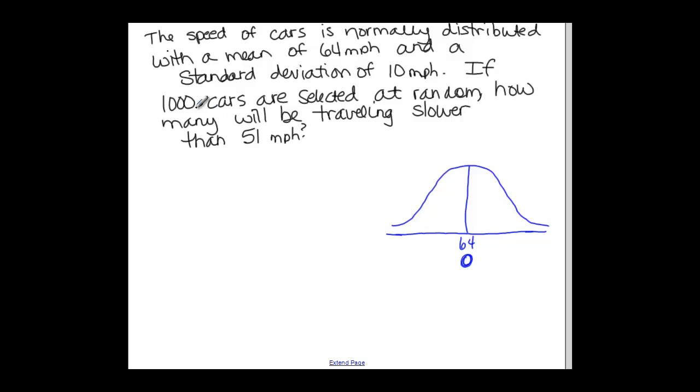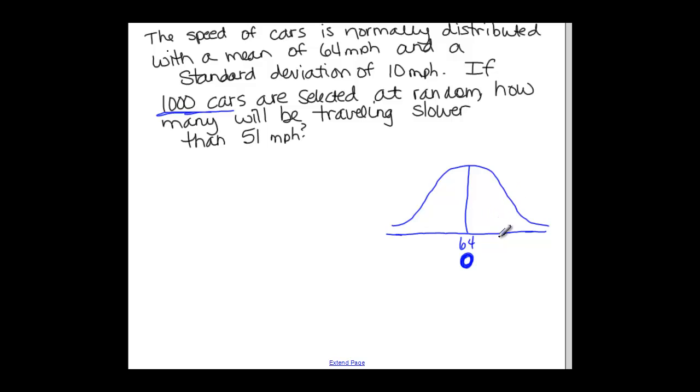Here we have another example, and it's a little bit different, so let's pay attention to the question that's being asked here. It says the speed of cars is normally distributed with a mean of 64 miles per hour. I've indicated that on my bell curve, normal curve. 64 miles per hour is the mean, so it has a z-score of 0. And a standard deviation of 10 miles an hour.